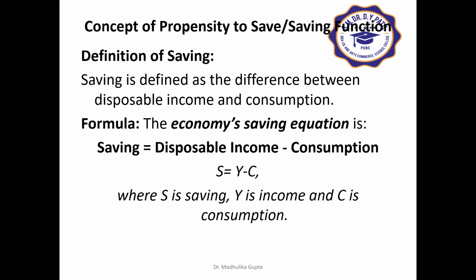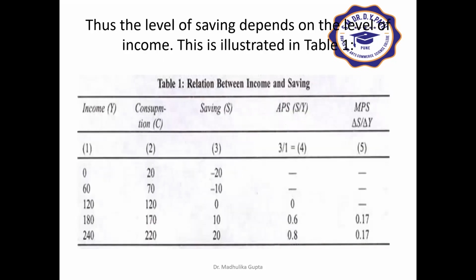Now what is disposable income? This concept was cleared in the last video, so that's why I've told you to go through all these videos so as to understand the concepts nicely. Now let's understand this with the help of a table. The level of saving depends on the level of income. Just observe the table carefully.